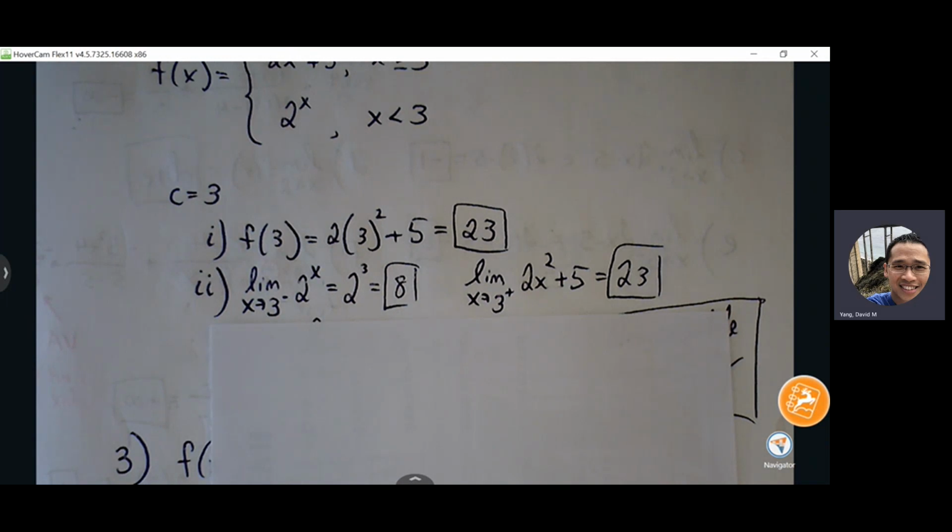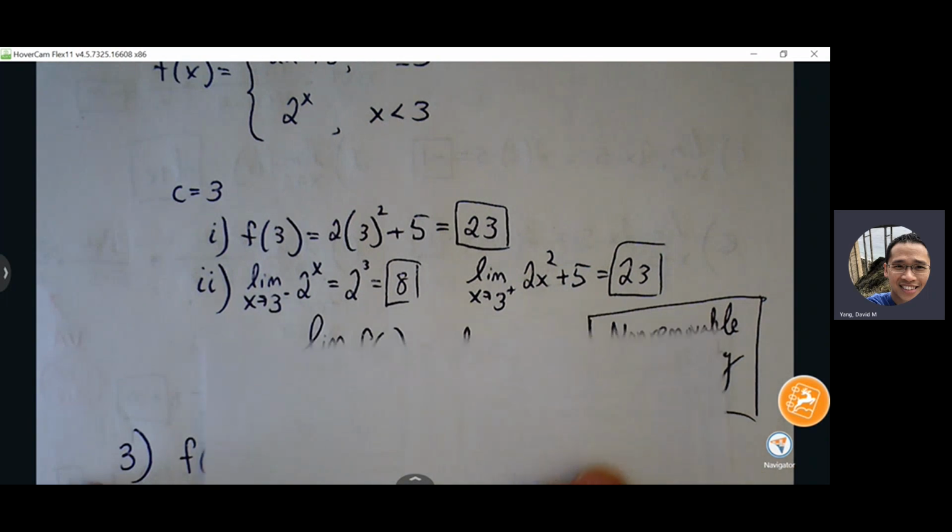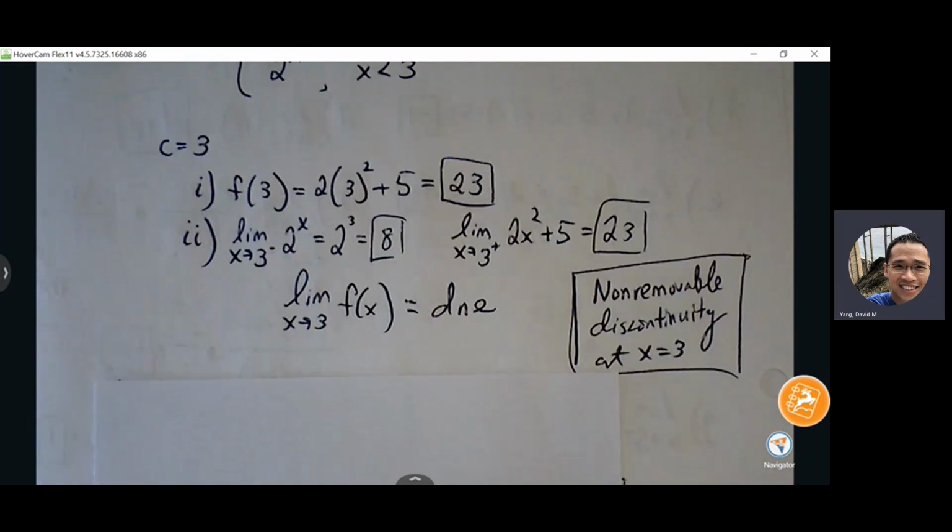Okay, are these two in agreement? No. No, what can we conclude? Non-removable discontinuity. Okay, before that, we're going to say that the full limit doesn't exist. So you can say limit as x approaches 3 of f of x does not exist. And then we can stop. No need to move forward with another condition. We already know what type of discontinuity. Non-removable discontinuity at x equals 3.